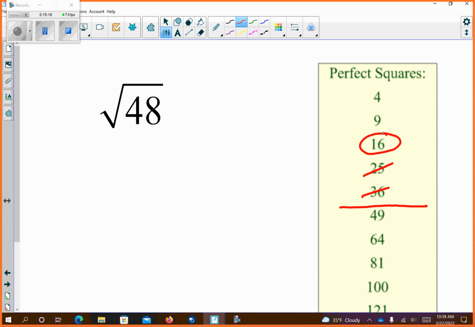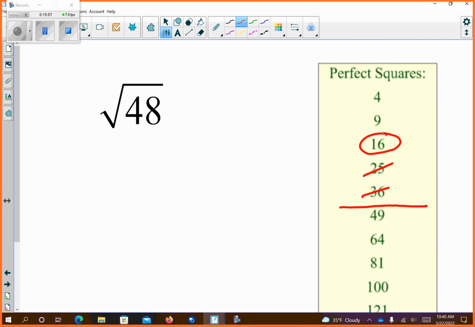here's a problem. Notice what I did. I started about where 48 would be on my perfect squares, and I moved up. Okay? Here's the key if you do this. I'm moving up. I know that's not going to work, that's not going to work, that's not going to work. I found something that's going to work. If I started from the top, this one also works. Okay? 4 times 12 is 48, which is good. You found a perfect square, but you did not find the biggest perfect square.